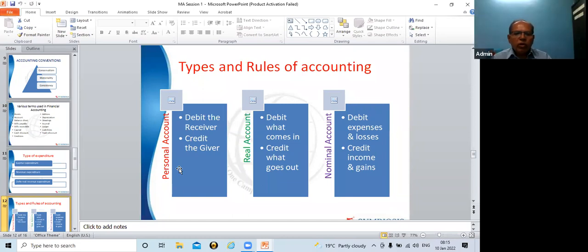Now, after knowing what comes under personal account, let's memorize this rule. We need to memorize this rule. There is no option because this is a rule, and for a rule there should not be any shortcut. It should be memorized. So debit the receiver, credit the giver.